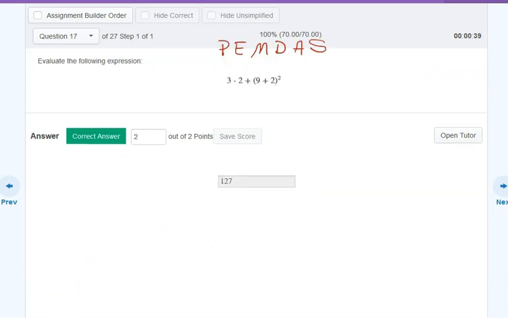Now for number 17, we have the acronym, Please Excuse My Dear Aunt Sally. So as we look through this, we're asked to simplify. The first thing is what's in parentheses here. This is an 11. Exponent is going to be squared. So this is going to be 121. And we have to do the multiplication, which is 6. So even though it may have looked challenging, it's pretty easy. 127.